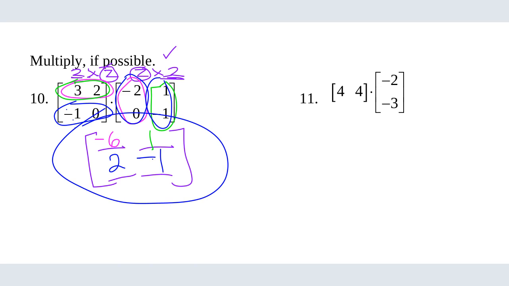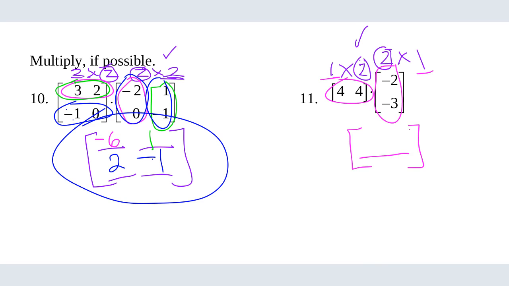Okay, now we're going to work with this one. This is a 1 by 2. This is a 2 by 1. So yes, it is possible. Our answer will have 1 row and 1 column. So 1 element basically. So row 1 times column 1, negative 8, negative 12, is negative 20.